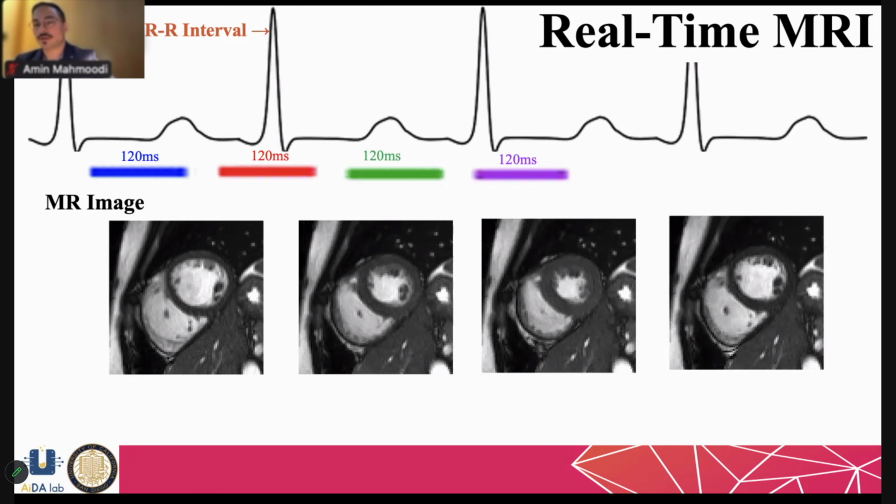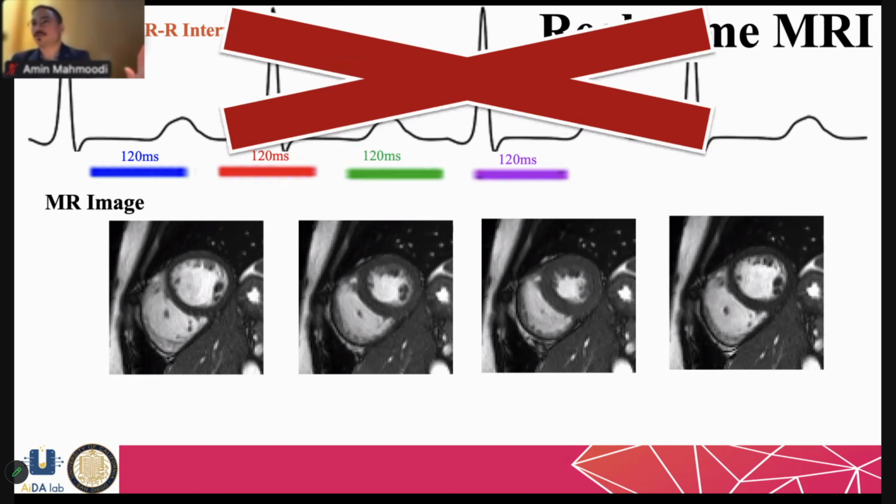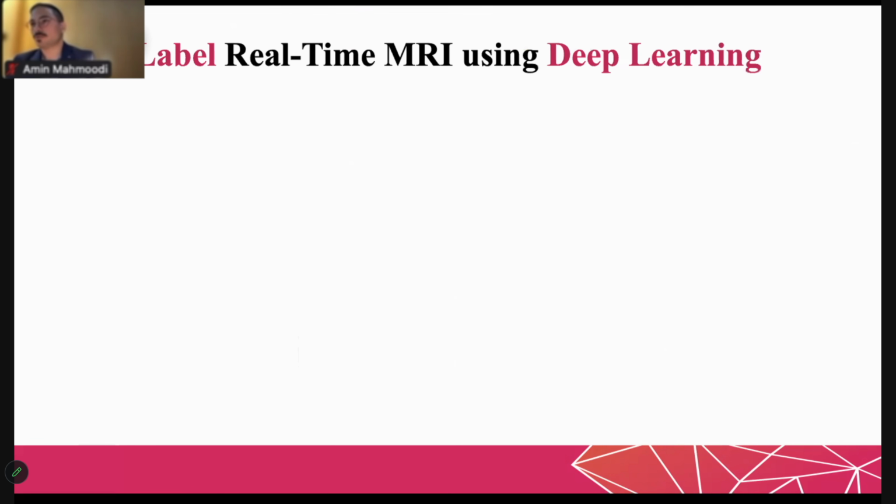This sounds great. We don't have the EKG. Since it's a real-time MRI, we don't have the information of what specific phase of the heart we have imaged. So that has to be done manually by either a radiologist or a cardiologist, and that is very time-consuming. Herein, we can use deep learning to phase label these real-time data sets.